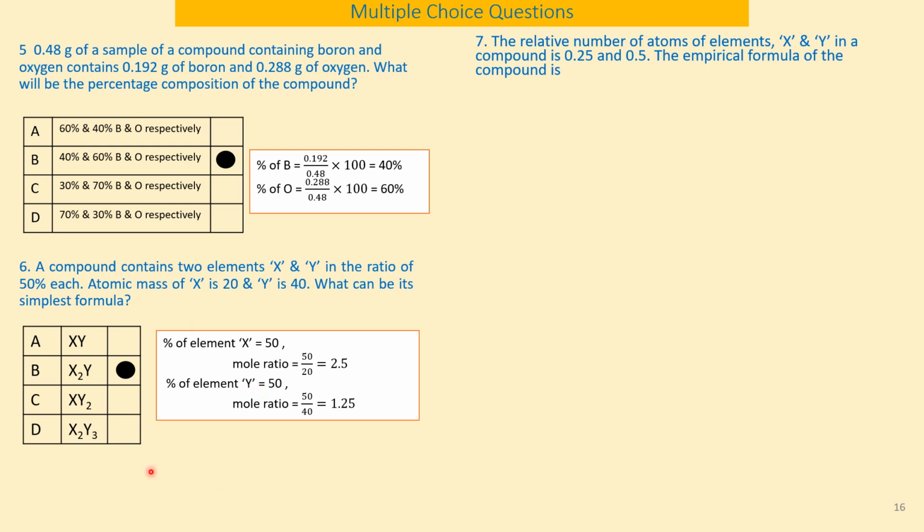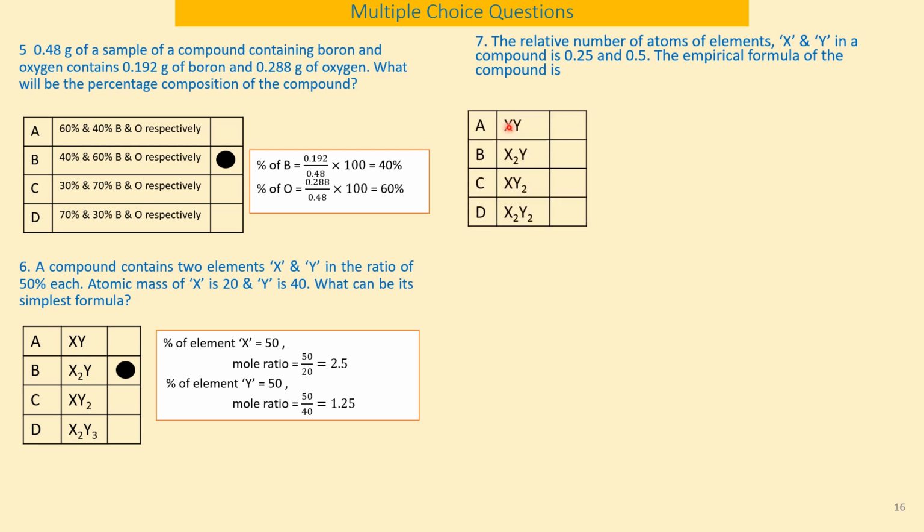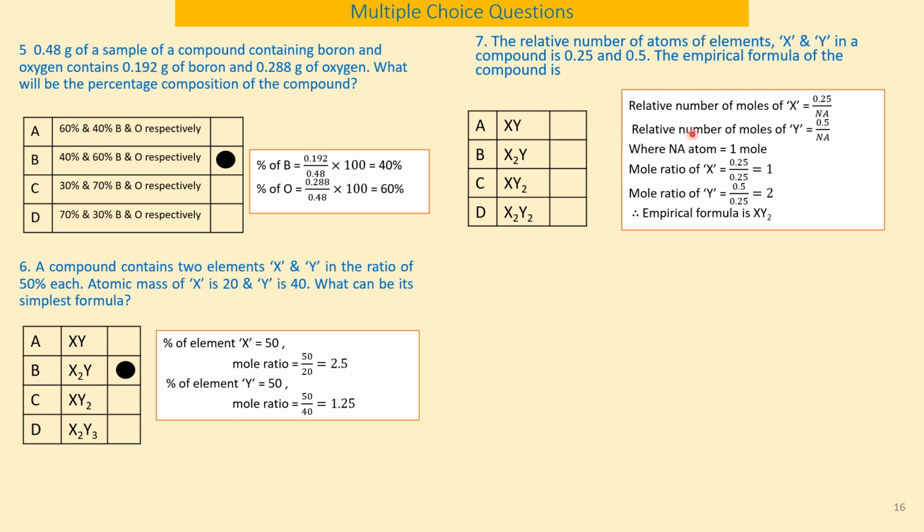Next question. The relative number of atoms of elements X and Y in a compound is 0.25 and 0.5. The empirical formula of the compound is, four options are given. You have to analyze and mark it. Relative number of moles of X is equal to 0.25 divided by Na. Relative number of moles of Y is equal to 0.5 divided by Na, where Na atoms is equal to 1 mole. Mole ratio of X is equal to 0.25 divided by 0.25, that is equal to 1.